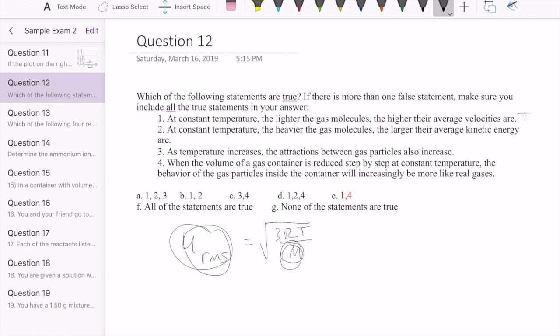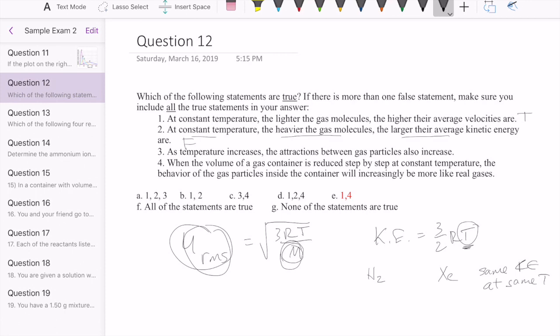The second one says at constant temperature, the heavier the gas, the larger their average kinetic energy will be. So for this one, you need to remember the equation for the average kinetic energy for 1 mole of gas. That only depends on temperature. It doesn't depend on molar mass. So in other words, if you have the same temperature, whether you have a small gas like H2 or a large gas like xenon, they both are going to have the same kinetic energy at the same temperature. So that's going to be false.